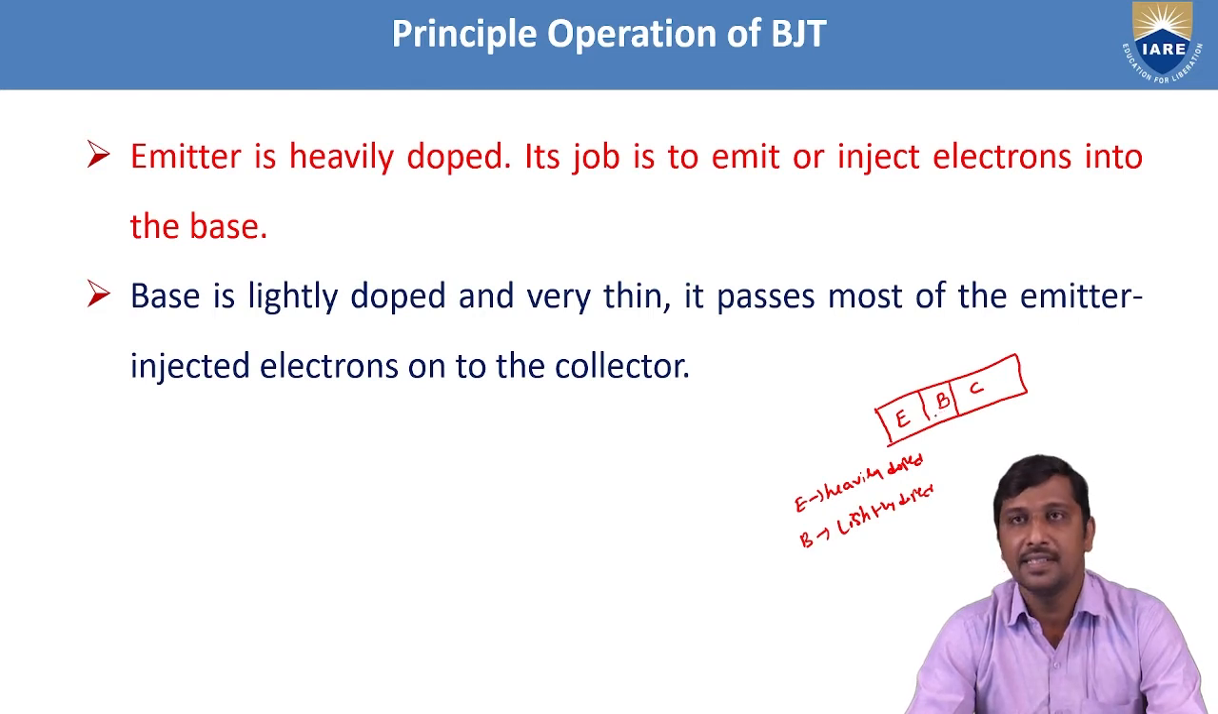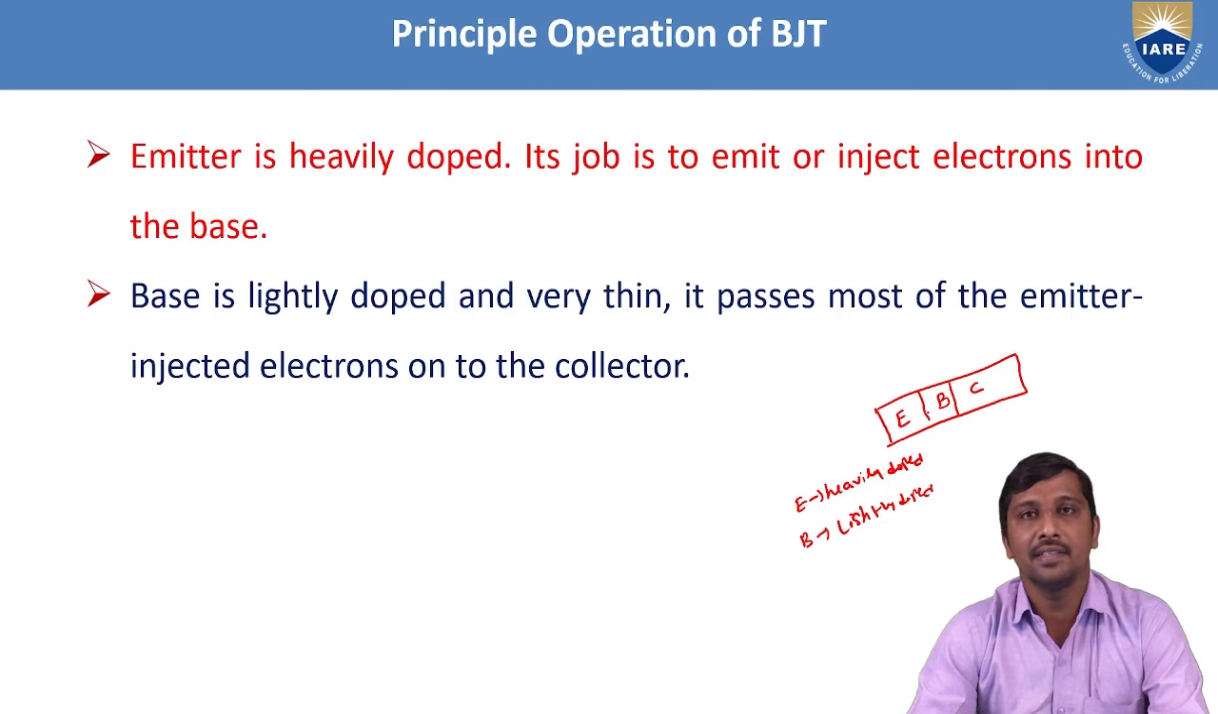Suppose the base region is very large, what happens here? Most of the charge carriers combine in the base, and none of the charge carriers reach the collector. That is the reason. Whatever charge carriers are emitted from the emitter should reach the collector. Hence, the region of the base should be very thin here.